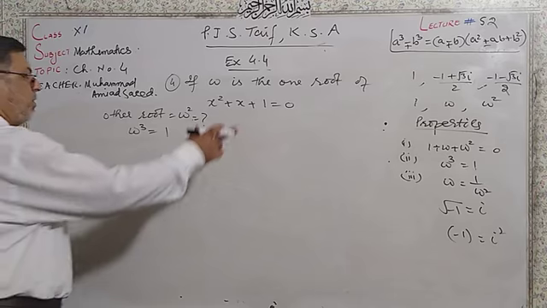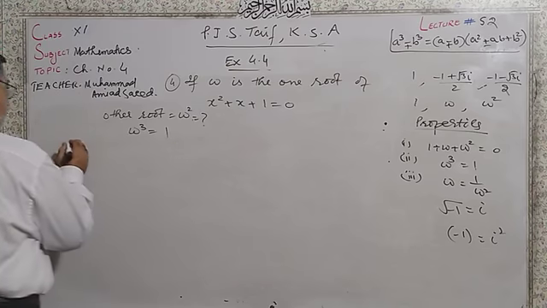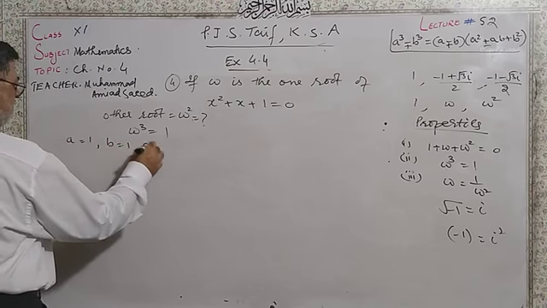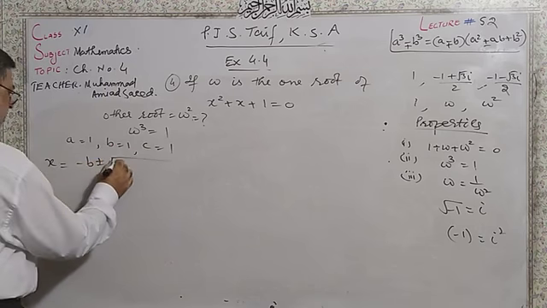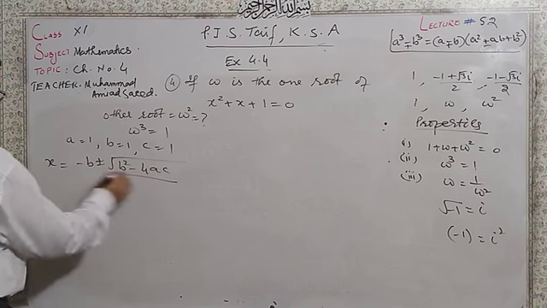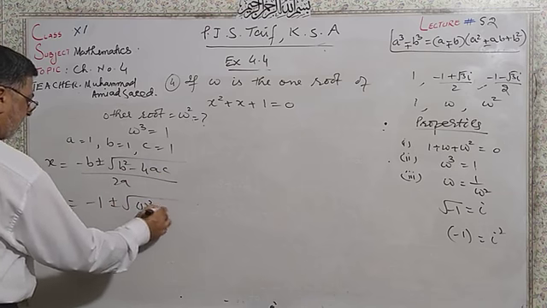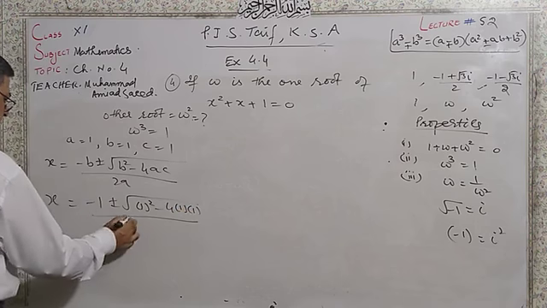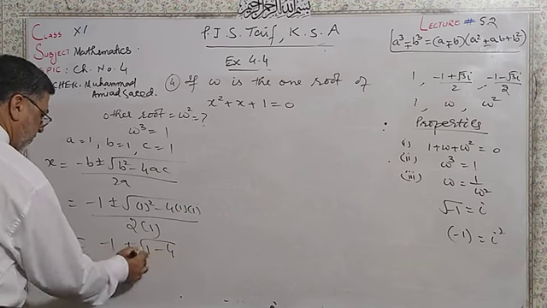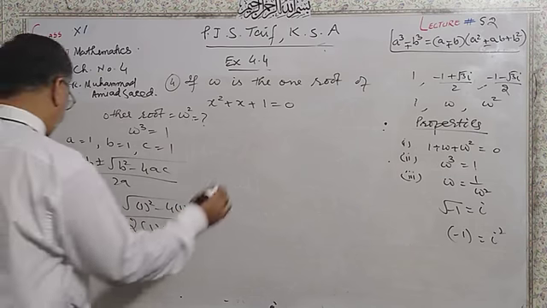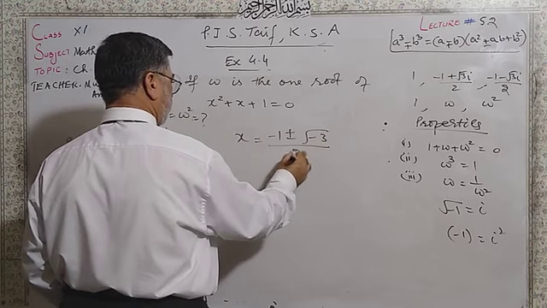Okay. This is your quadratic equation. And here you can have a is equal to 1, b is equal to 1, c is equal to 1. Using the quadratic formula, x is equal to minus b plus minus square root of b square minus 4ac over 2a. x is equal to minus 1 plus minus square root of 1 square minus 4 into 1 into 1, divided by 2 into 1. So x is equal to minus 1 plus minus square root of 1 minus 4 over 2. So we have x is equal to minus 1 plus minus square root of minus 3 over 2.